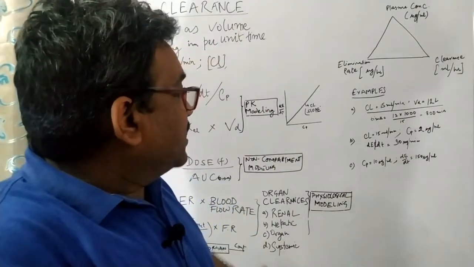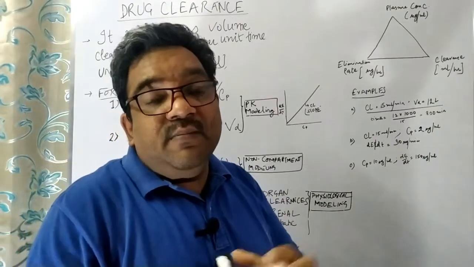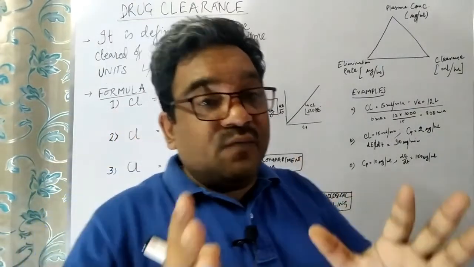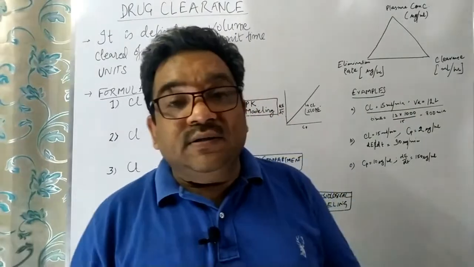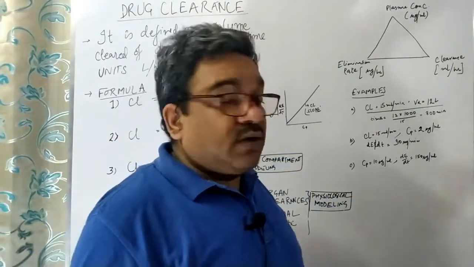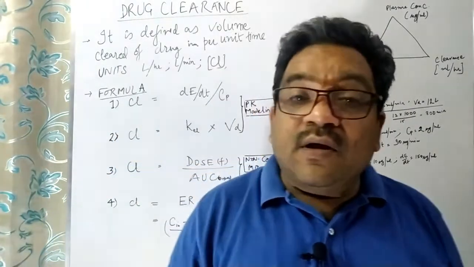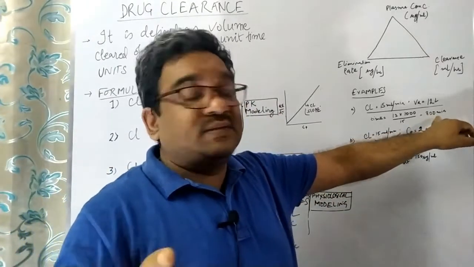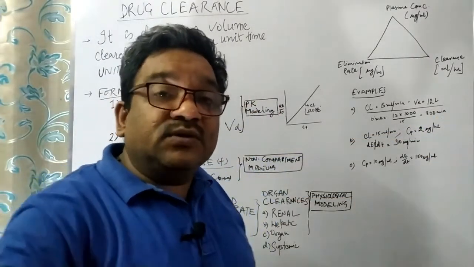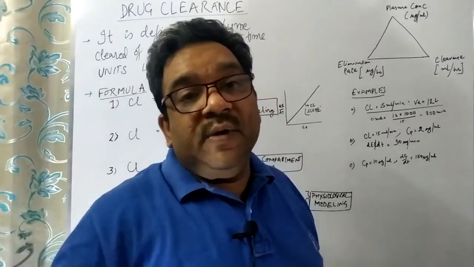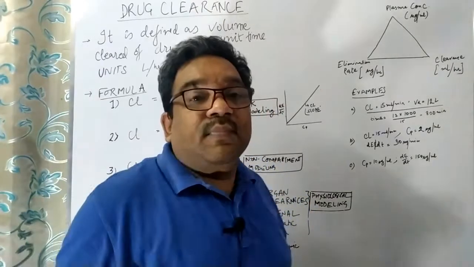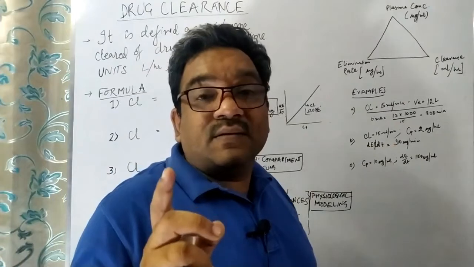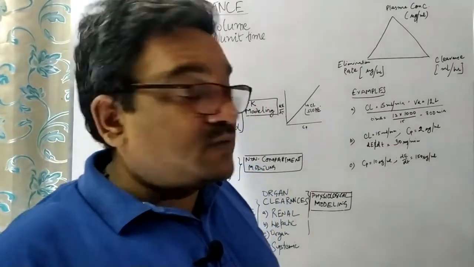Since the elimination rate and the plasma concentration vary in the body in a dynamic state, and since the drug is following first order kinetics, the elimination rate is not always the same. When the drug concentration changes, the elimination rate also changes, but in first order kinetics the clearance remains the same. Clearance is fixed.